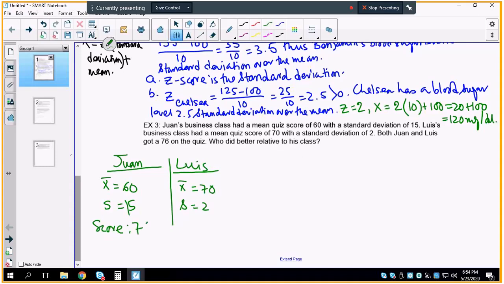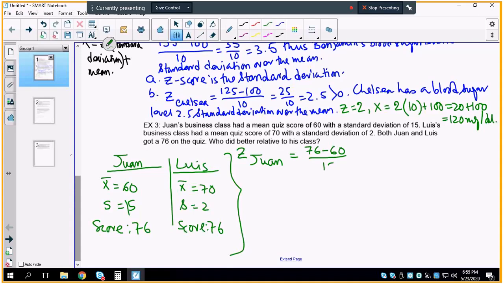But clearly they're in two different classes. I want to know who did better relative to their class. What I will do is see how far their scores are from the mean in terms of standard deviation. So let's find the z-score of Z1. The z-score of Z1 is going to be the raw score, which is 76 for Z1, minus the mean of 60, over the standard deviation of 15.